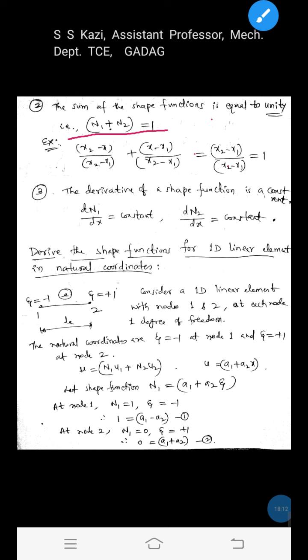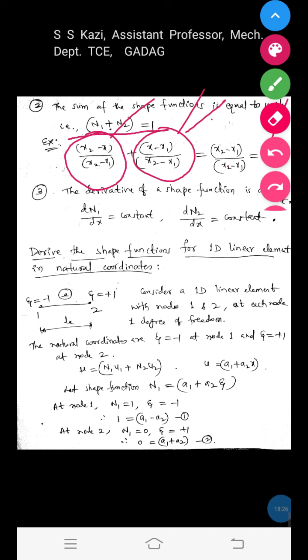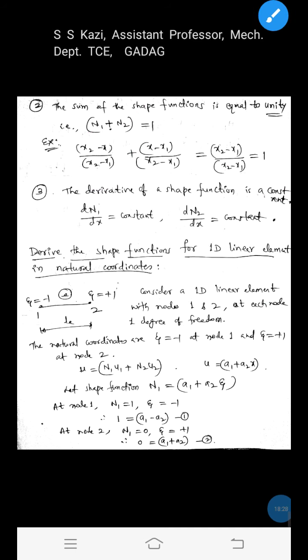We can now verify it. N1, we know for the 1D linear element, which we have just derived, is (x2 minus x) by (x2 minus x1), plus N2, which we have derived as (x minus x1) by (x2 minus x1). If you take the summation of these two shape functions, we will get 1 only. That is, the sum of the shape functions is always unity.